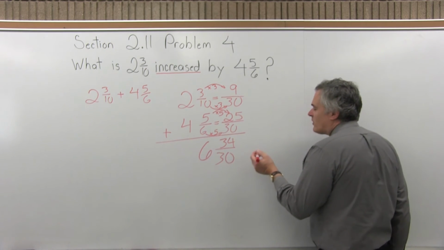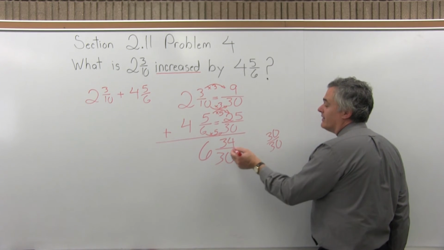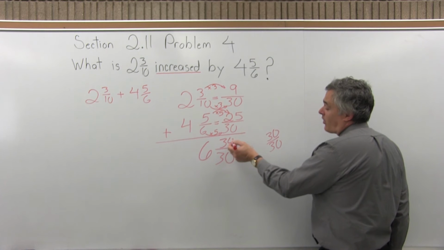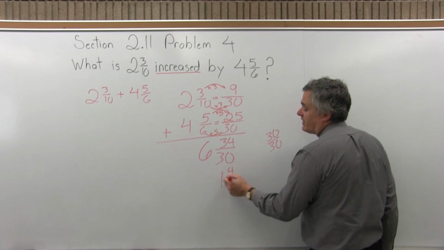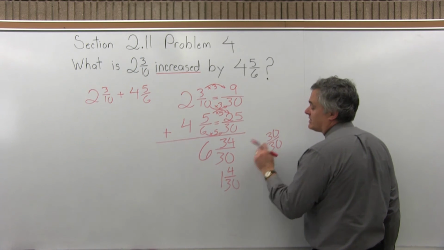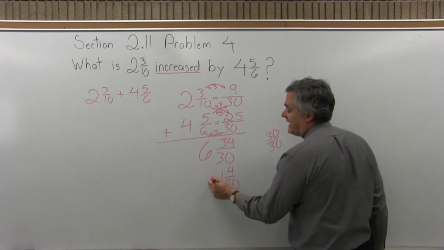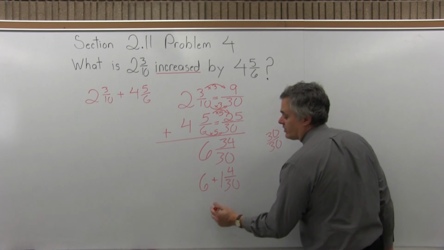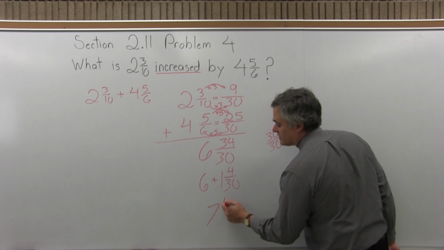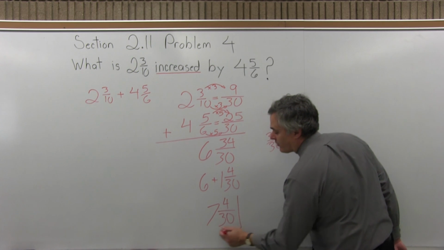So the 34/30, I can see that 30/30 would be 1, and I have 4 more 30ths. So 34/30 is really 1 4/30. Again, because 30/30 would make the 1, you'd have 4 more 30ths left. And there's a 6 in front of that. So now the 6 and the 1 more that we got would make a 7. So a better form for my answer would be 7 4/30.